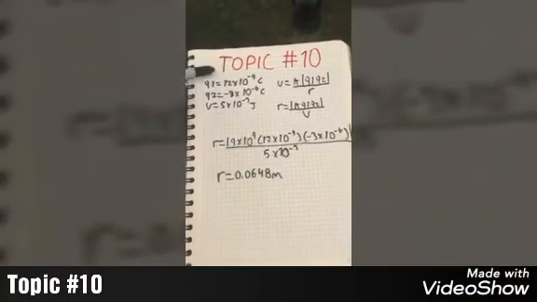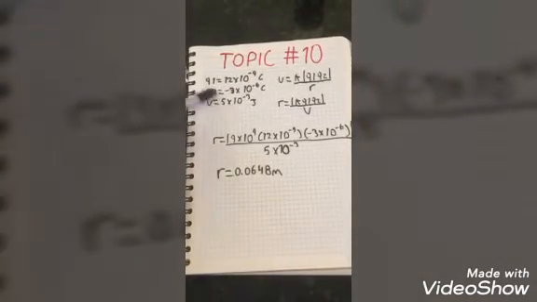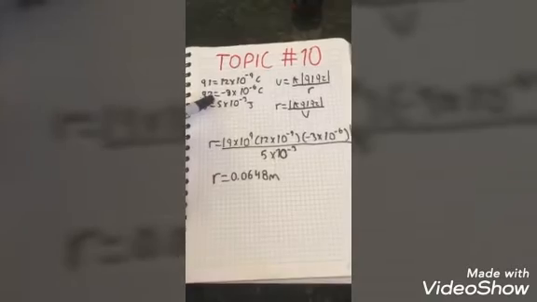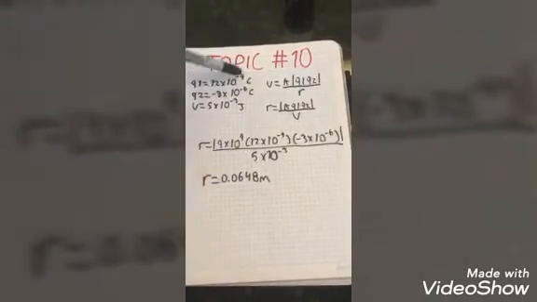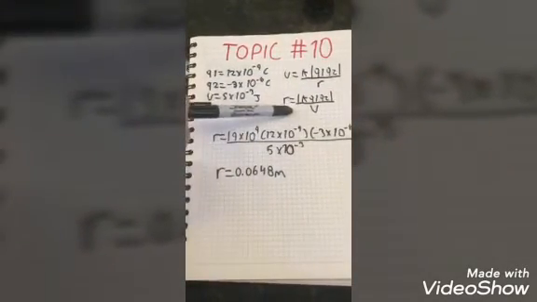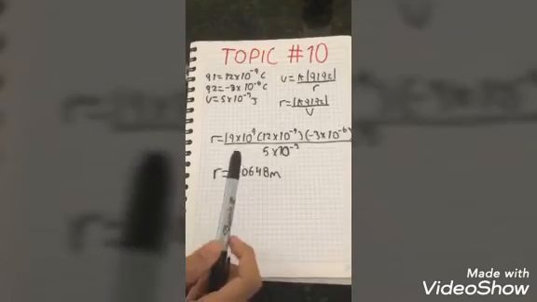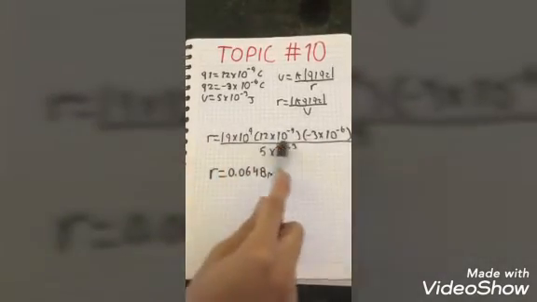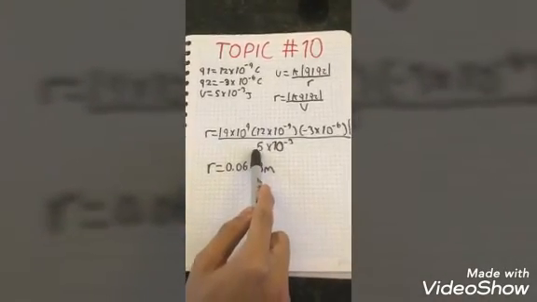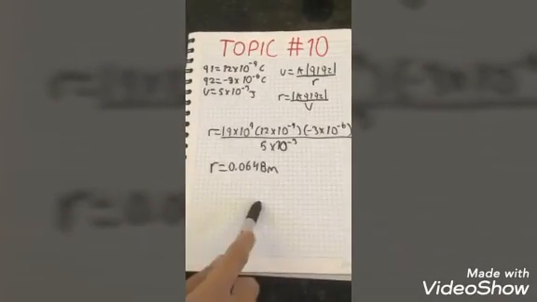Okay, now for topic 10, we have these facts: charge 1, charge 2, and the potential energy. But we only have this formula, so we have to change this formula into this formula, solving for the distance. So we substitute the values, and the result is measured in meters.